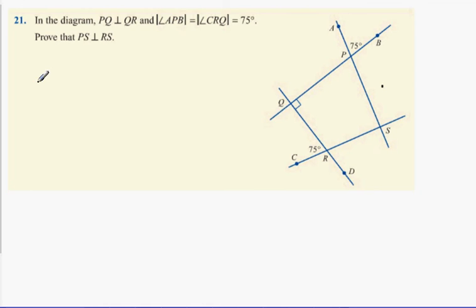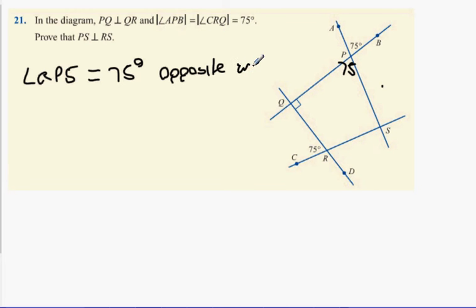The first thing I'm going to say is angle QPS. What I'm going to say about the angle QPS? What size is it? It's 75 because it's opposite angle, okay? So you're going to say it's opposite the 75-degree angle, okay? The next thing you're going to say is we're looking to prove that PS is perpendicular to RS. Now where is PS? PS is here. Okay, so we just draw this in here. That's PS is there and RS is there.